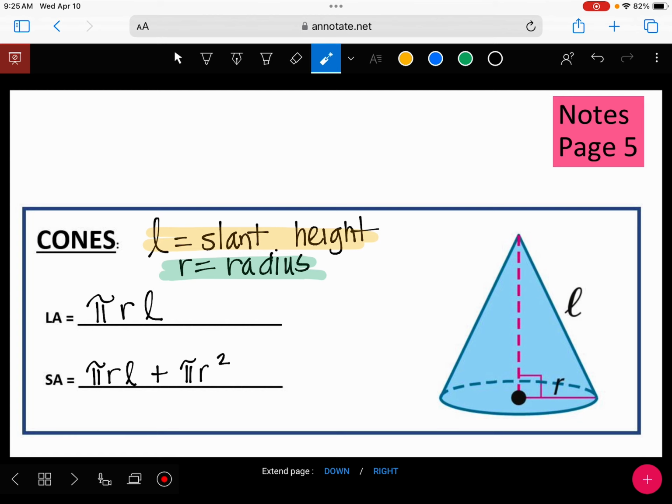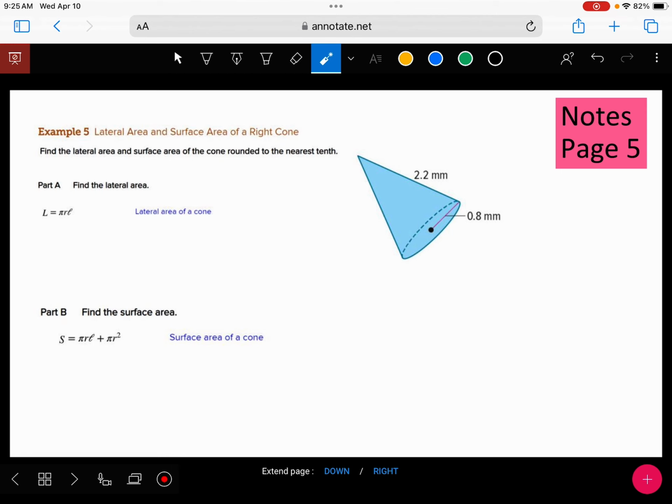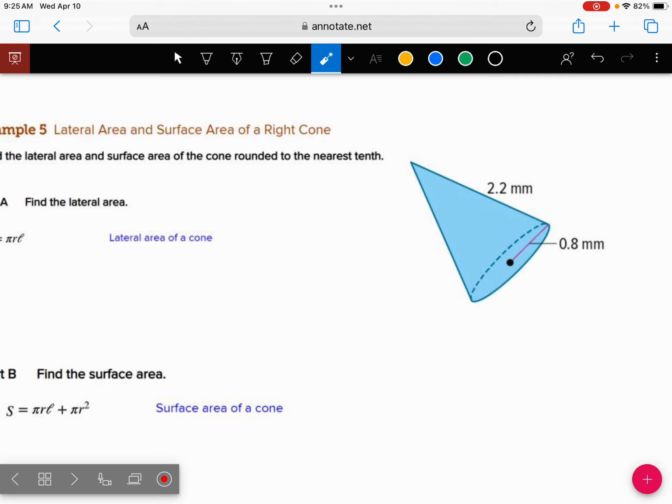Anybody need more time to copy it down? All right, let's finish it out. So here, this 2.2 is L, and the 0.8 is your radius.